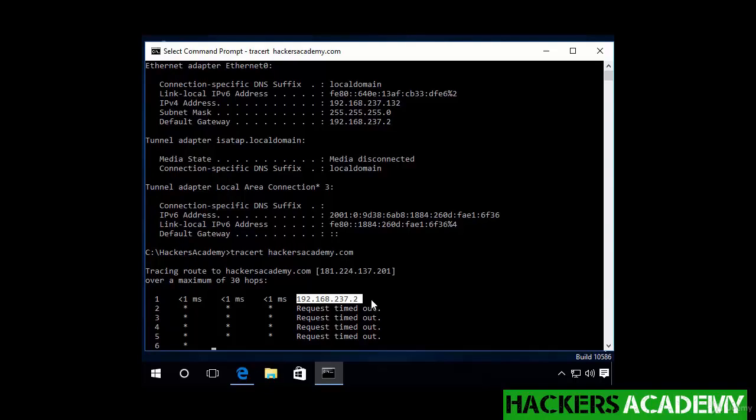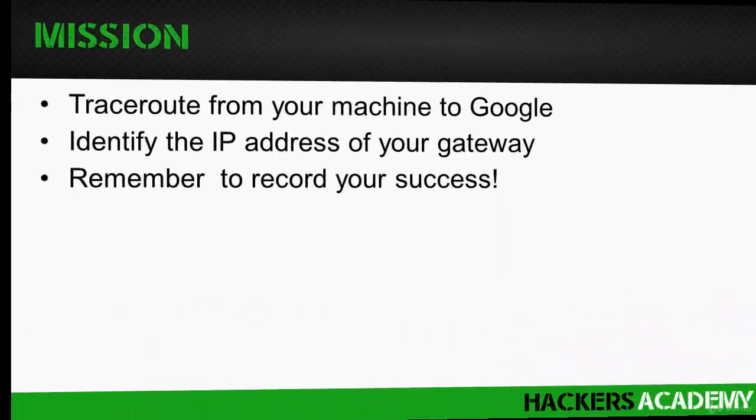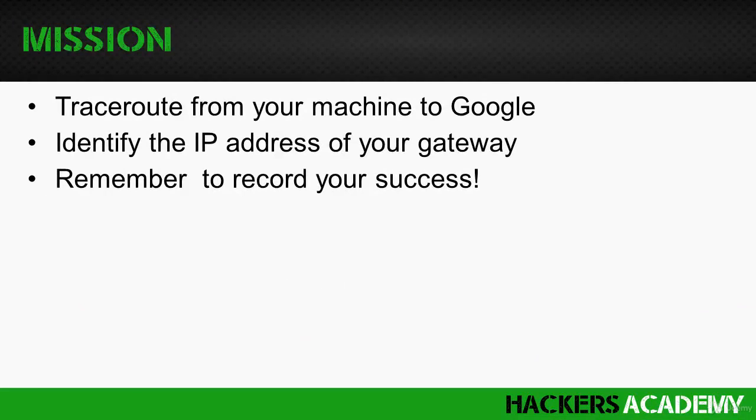So here is your mission for this section. Go ahead and do a traceroute from your machine to Google and identify the IP address of your gateway. There's a very good chance that if you're on a wireless network at home, this is going to be the IP address of your wireless router. See if you can access this IP address and what you can discover on it. And remember to always record your success.